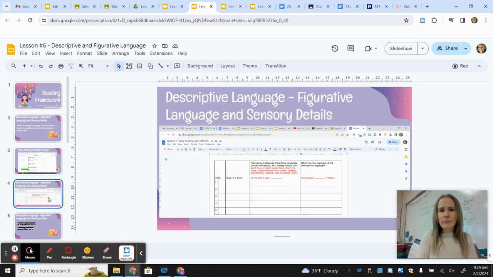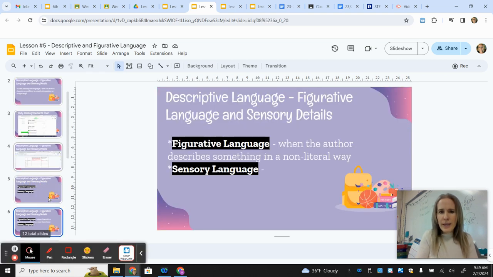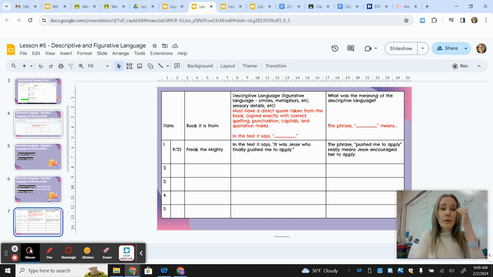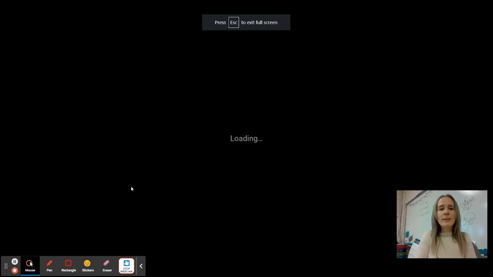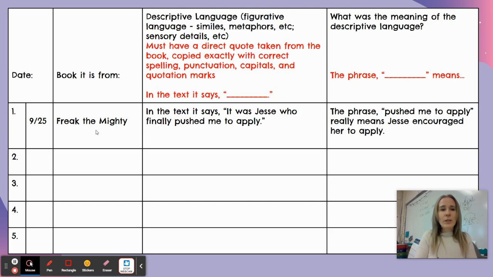Okay. So this is that chart. And remember, we're talking about pulling out examples like this, where you would put the date, you would put the book title, in the text it says, and then you would pull out that figurative language, those really amazing words that the author uses, where the meaning is not literal. The meaning is something different than what the words say. So it was Jesse who finally pushed me to apply, would be the figurative language.